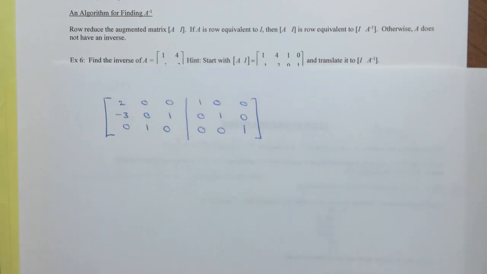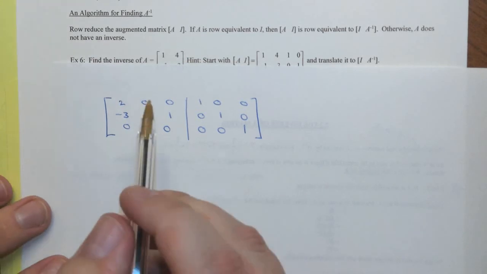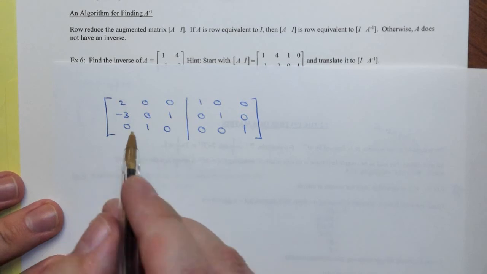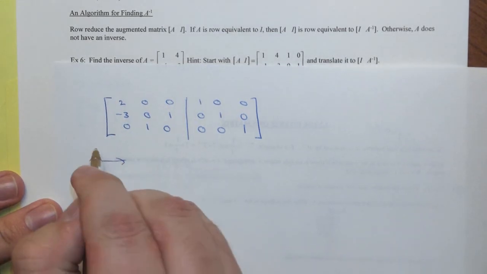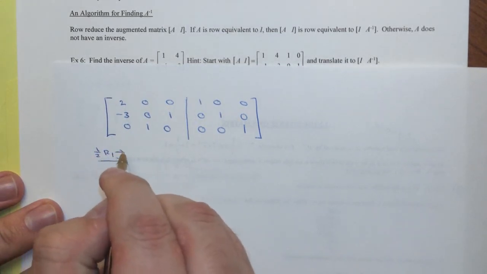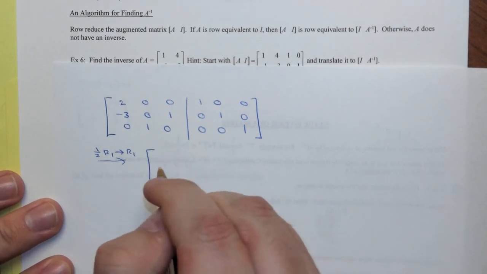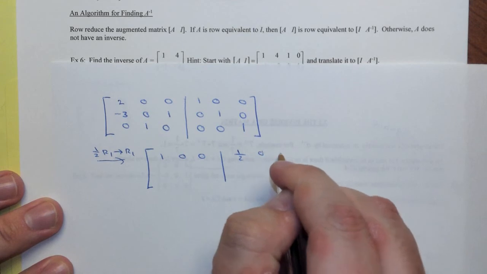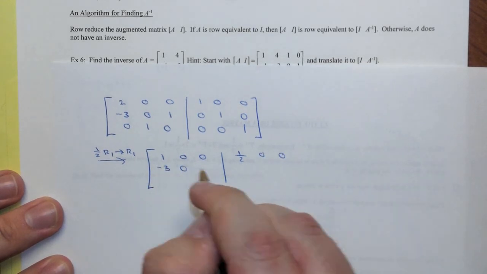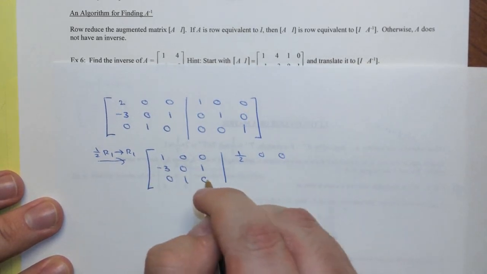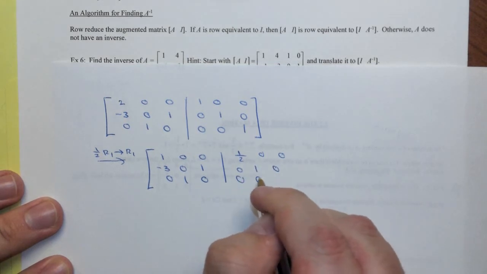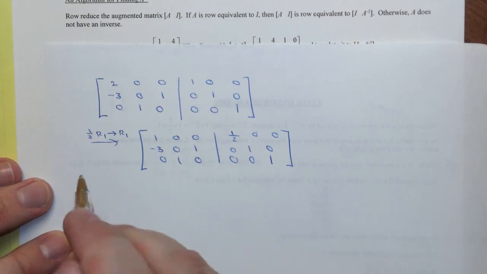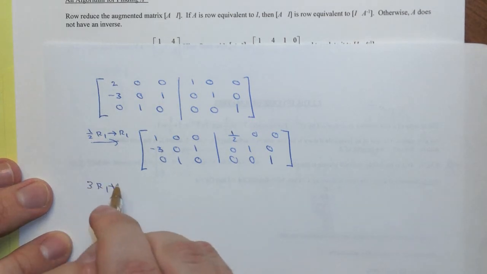So, how would I do this? My first step would be to turn this 2 into a 1. So 1/2 row 1 becomes row 1. So I'll have 1, 0, 0, 1/2, 0, 0. Everything else is still the same. Then I would use this pivot to clear out the negative 3. So 3 row 1 will be added to row 2.